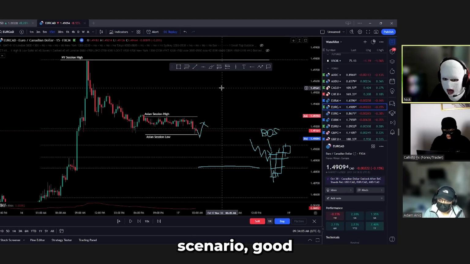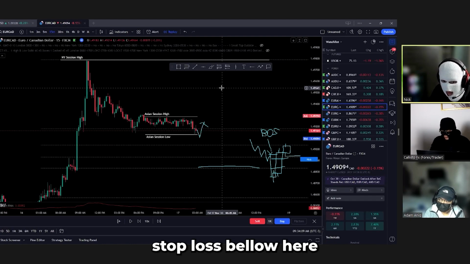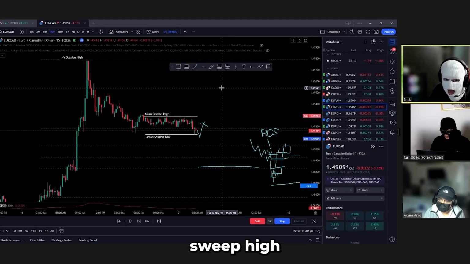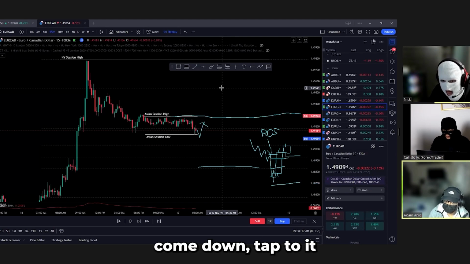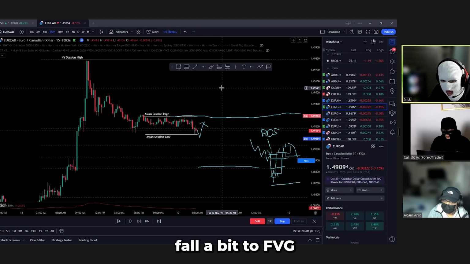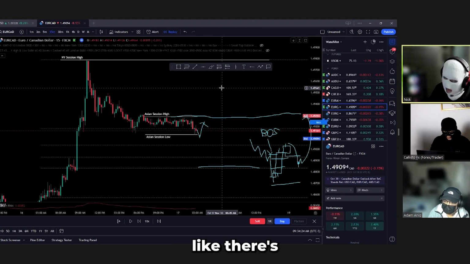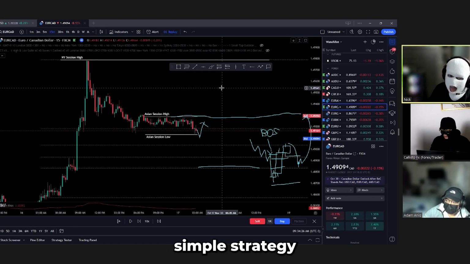So in this specific scenario, good. We now have a potential entry here, stop loss below here, and target the Asian sweep high. Yeah, so you want to see price come down, tap into it, maybe feel a bit of the fair value gap, and then go up. Like that. Okay? Right. Super clear cut, simple strategy.